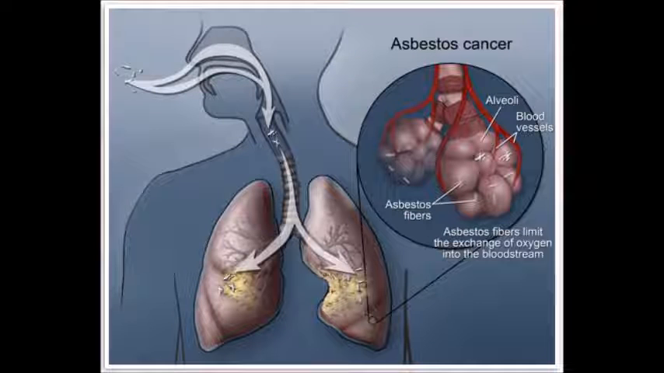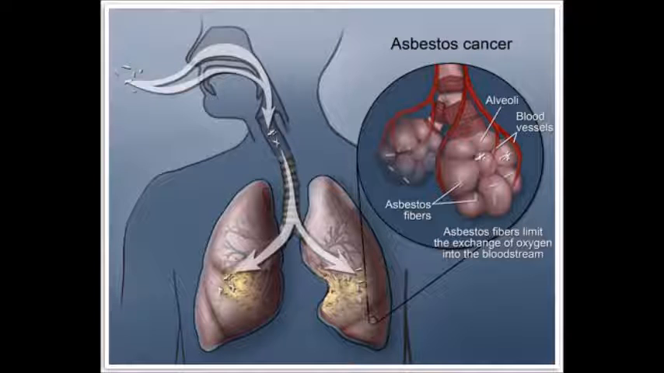Asbestos cancer. Asbestos cancer is more commonly known as mesothelioma. Mesothelioma, the type of cancer most commonly associated with asbestos exposure, is a malignancy that occurs in the lining of the lungs, abdomen, and heart. A mesothelioma diagnosis is generally classified as one of the following three types.